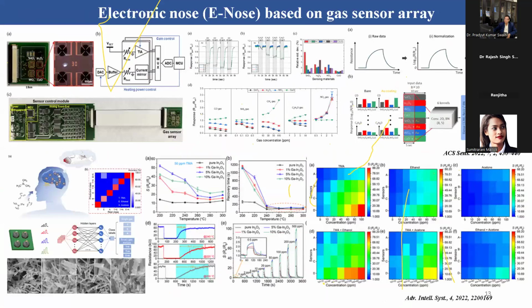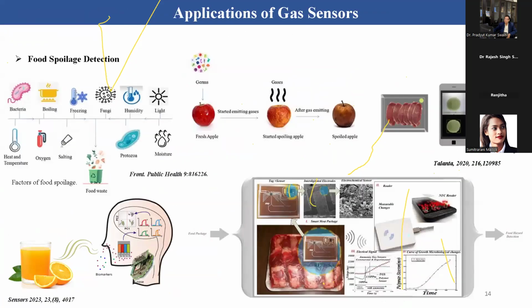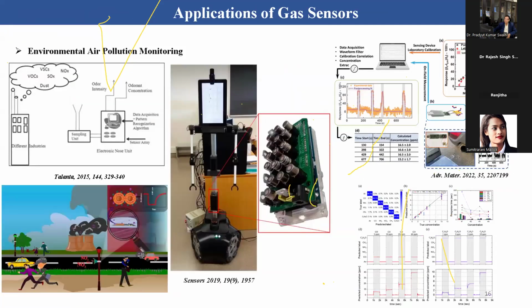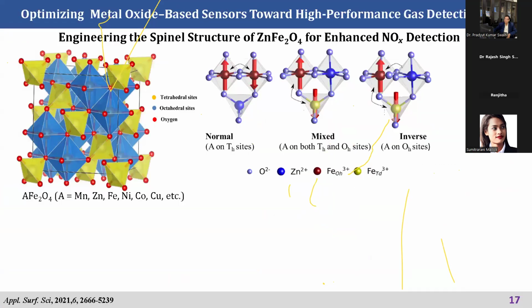Okay, these are the three major applications, as I told you: food spoilage detection, disease diagnostics, and environmental air pollution monitoring. These three are the major applications where gas sensors are being used and are being developed for further improvement. Okay, now let us move on to our research work.